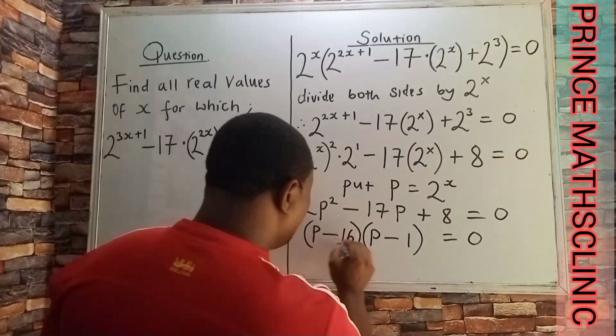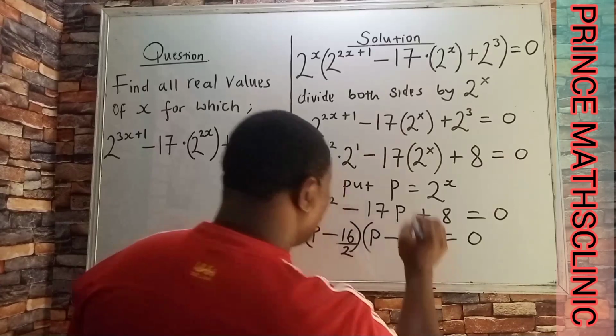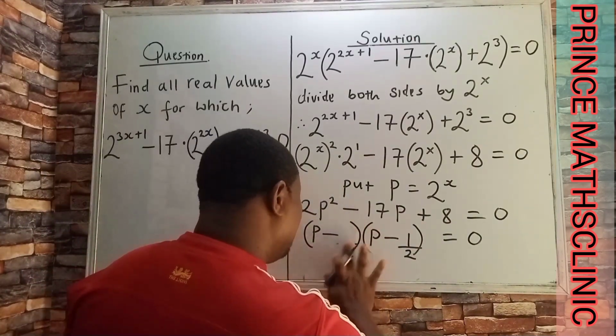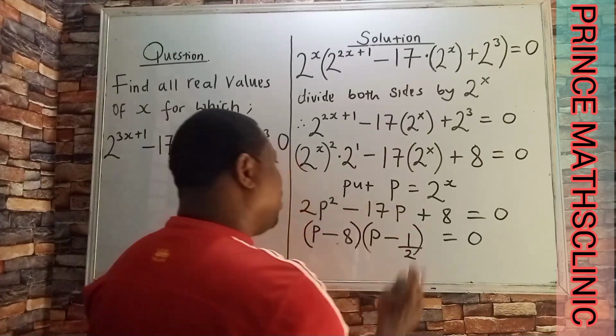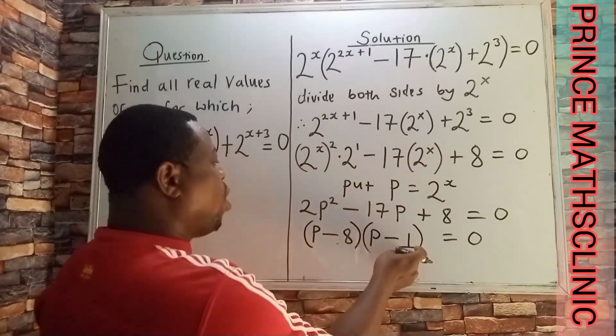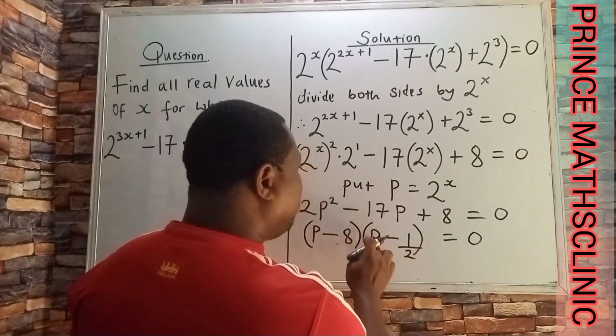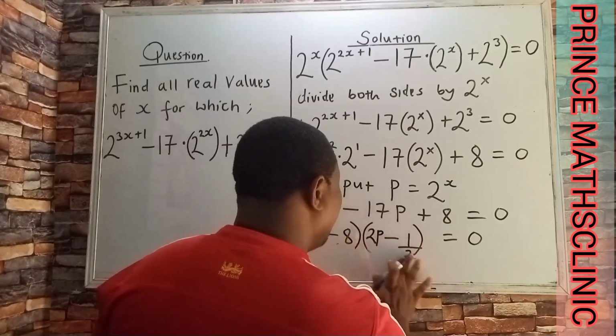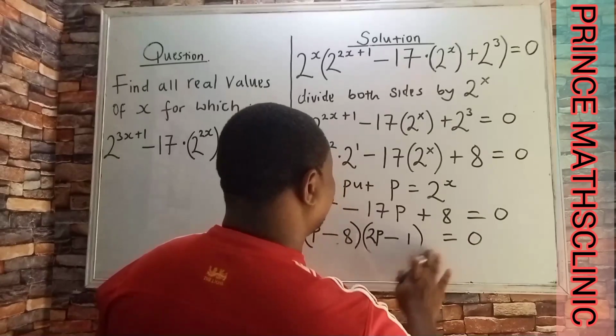But I have a coefficient of 2 in this leading coefficient. So I have to divide this by 2 and divide this by 2. So 16 divided by 2 gives me 8. So I'll just replace this with 8. Then this becomes 2p minus 1, because I'll multiply each of the terms here by 2. So this will become 2p, then minus 1.